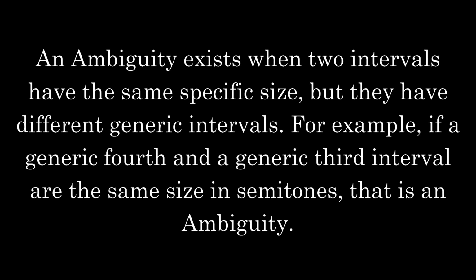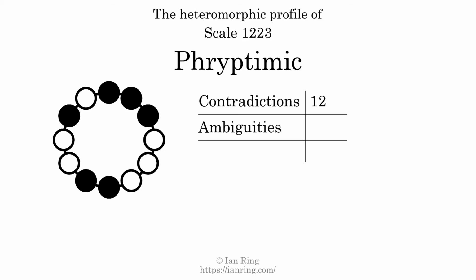An ambiguity exists when 2 intervals have the same specific size, but they have different generic intervals. For example, if a generic fourth and a generic third interval are the same size in semitones, that is an ambiguity. The number of ambiguities in this scale is 10.